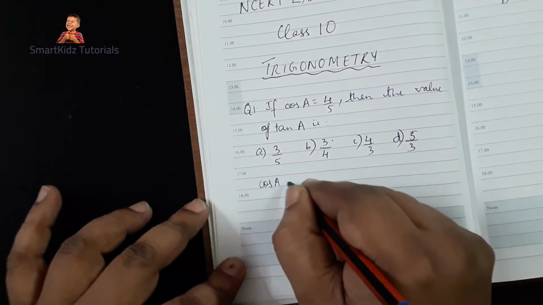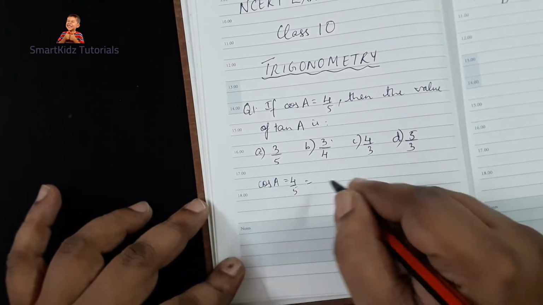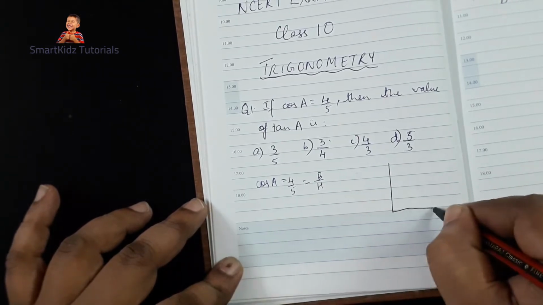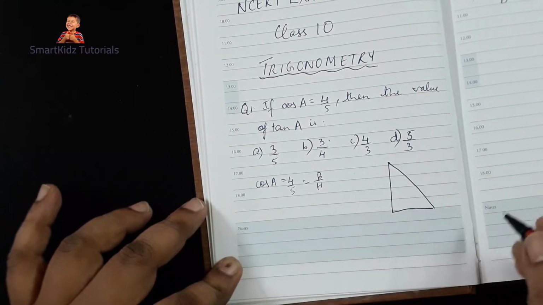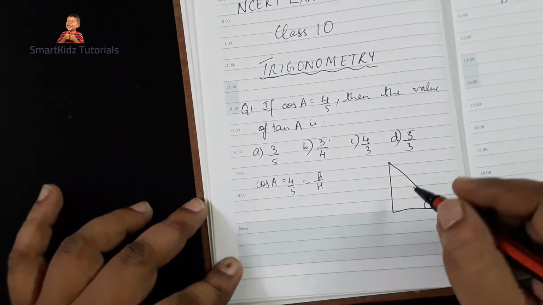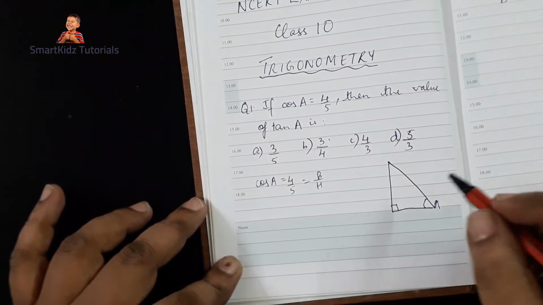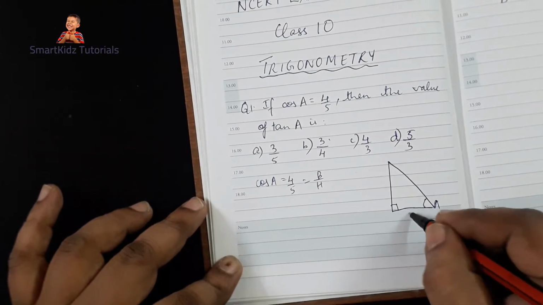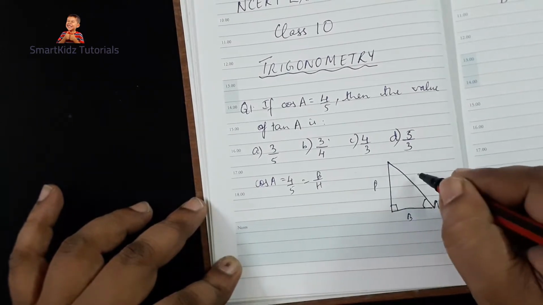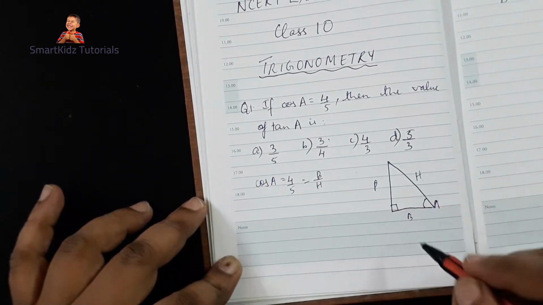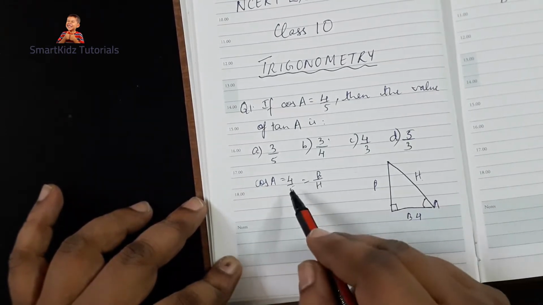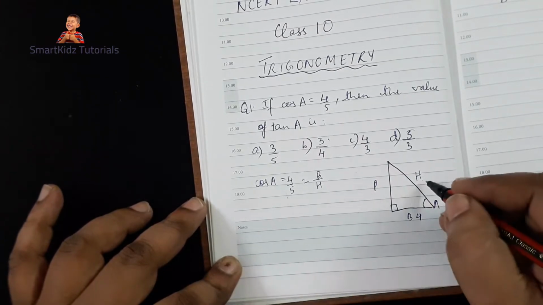We have been given cos A is equal to 4 upon 5, which means cos, as you know, is base upon hypotenuse. So if we draw a rough triangle this way, and let's say this is our angle A, and this is the right angle over here. Then the base would become this one, and this would be the perpendicular, and this would be our hypotenuse opposite to the right angle. Now base we have got as 4 from what we have been given, and so 5 would become the hypotenuse.